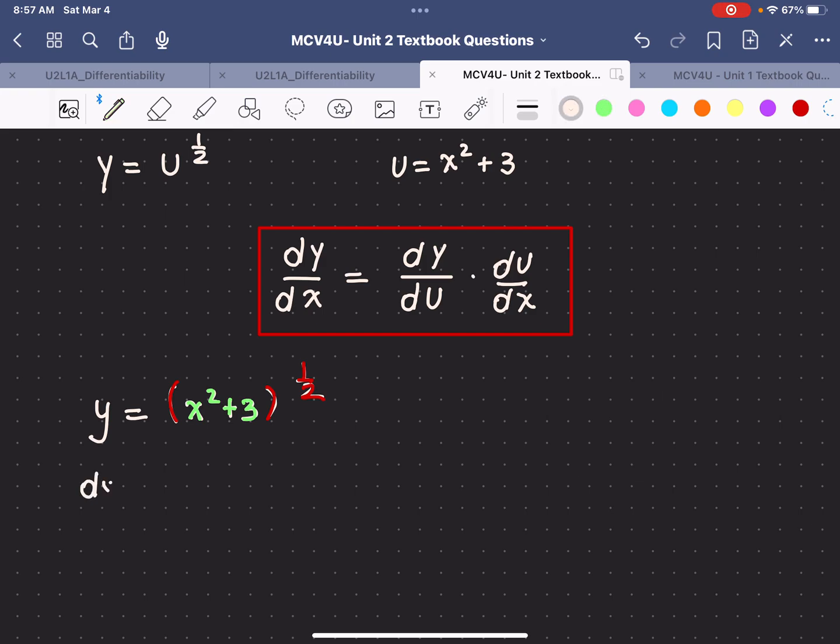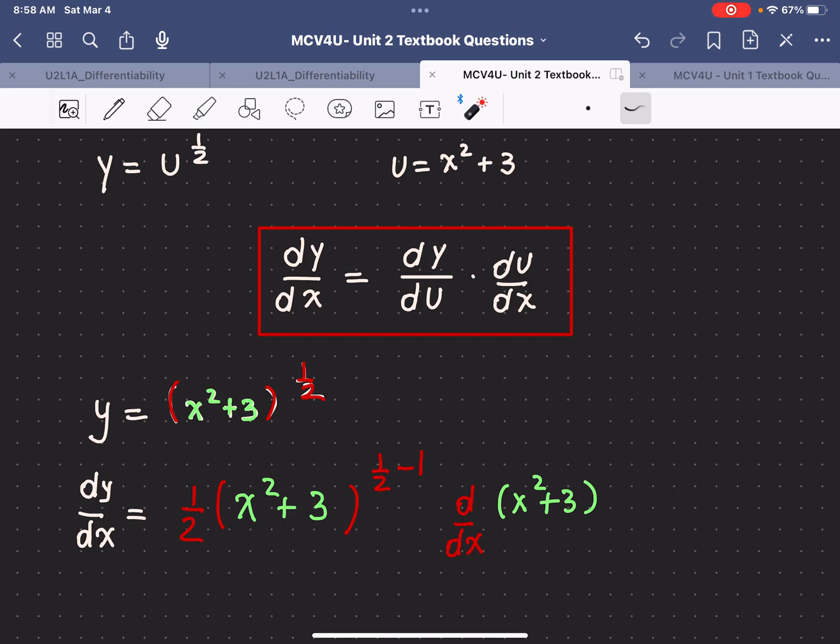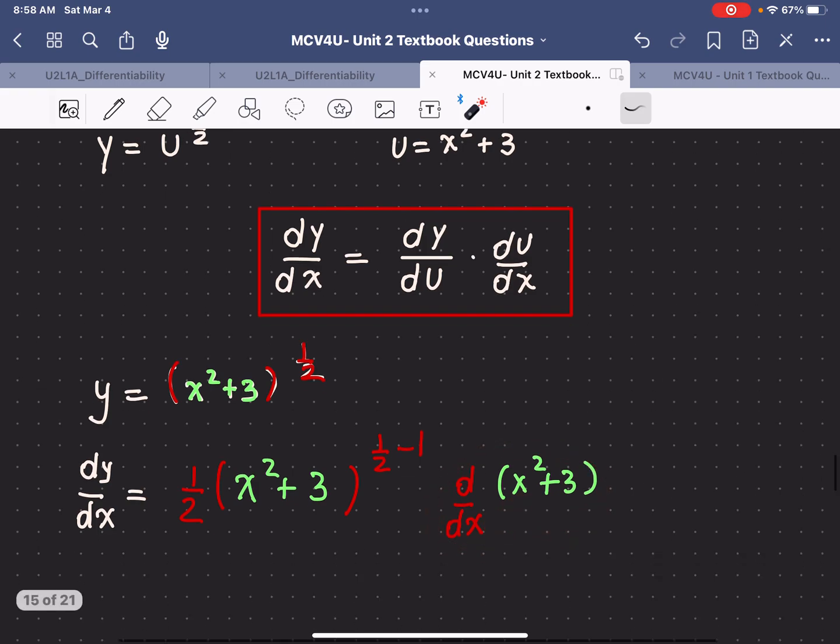So we'll say that dy/dx equals, we have the outside function, which is a power of 1/2. Just use the power rule for it: 1/2 minus 1. The expression inside it won't change, so x squared plus 3. And then we have to multiply by the derivative of the inside, which is the derivative of x squared plus 3. Now, as you can see, this differentiation here is very straightforward. We call this the explicit differentiation. So we can simply differentiate this by using the power rule.